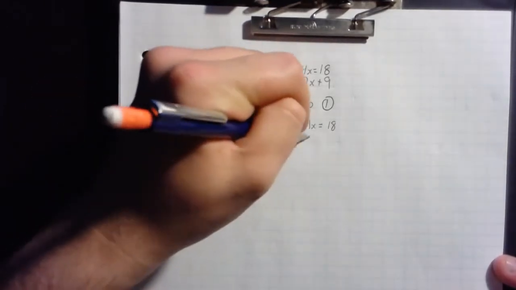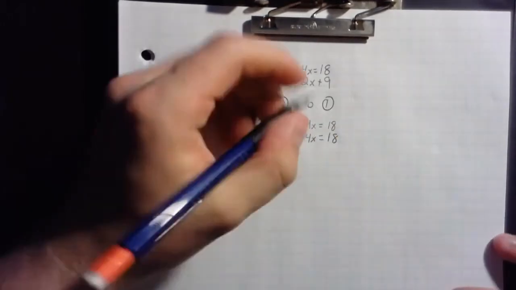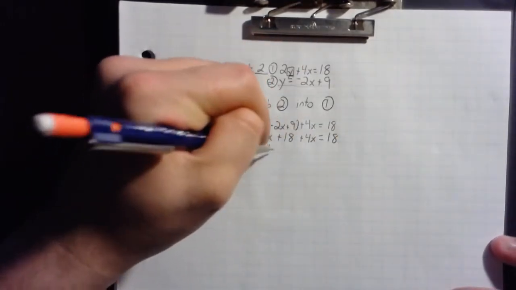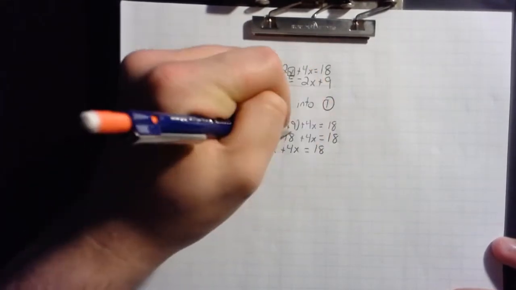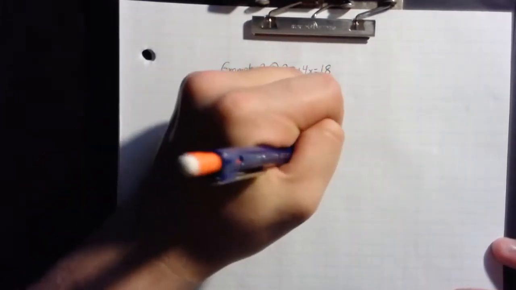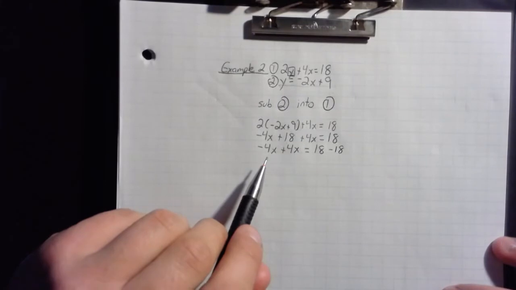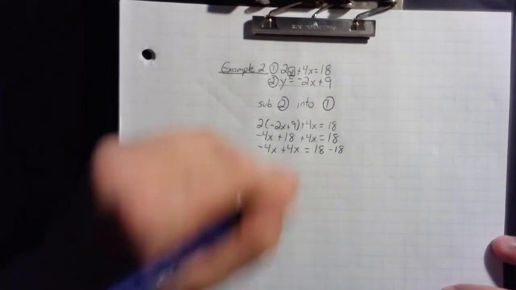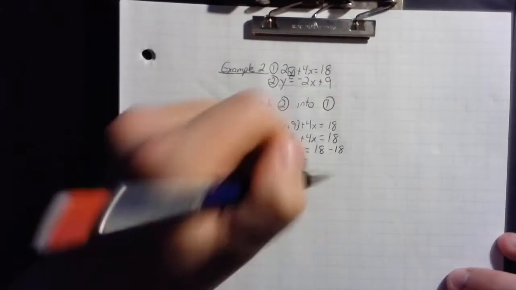Then I continue to write out the rest of my equation. Okay, so let's clean this up here. I'll have my variables on one side, and then I'll bring over this 18 onto the other side. So I have 18 minus 18. So now let's solve this here. -4x plus 4x gives me 0x equals 18 minus 18, which gives me 0.